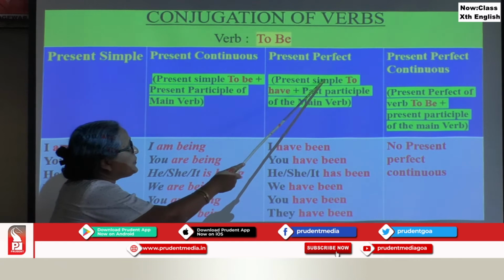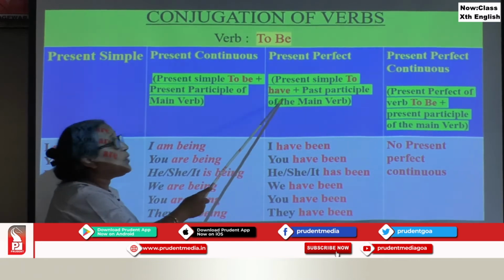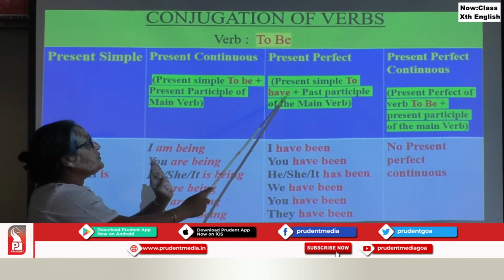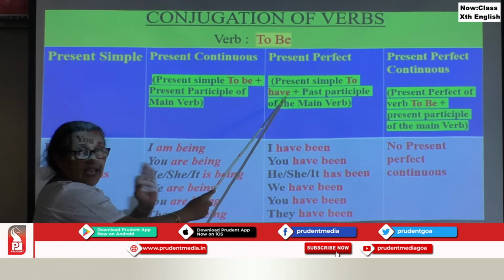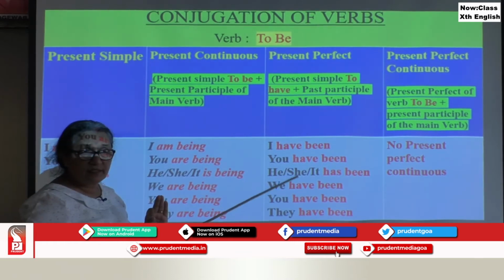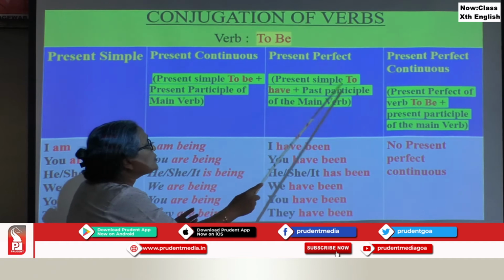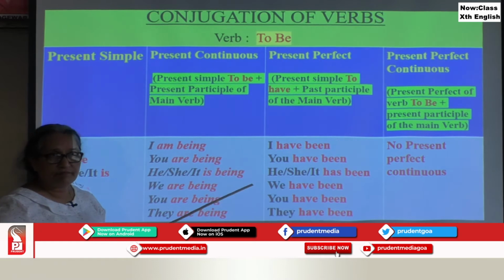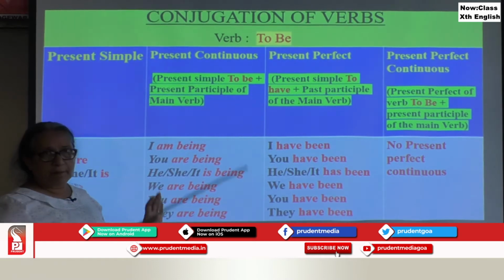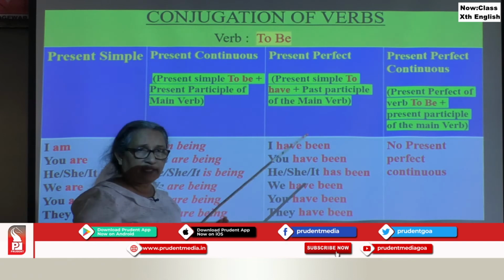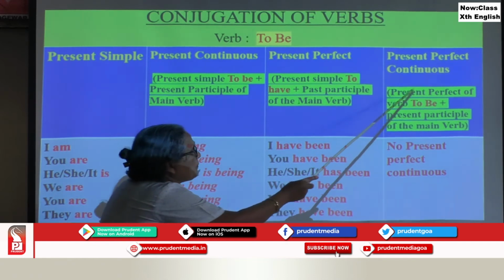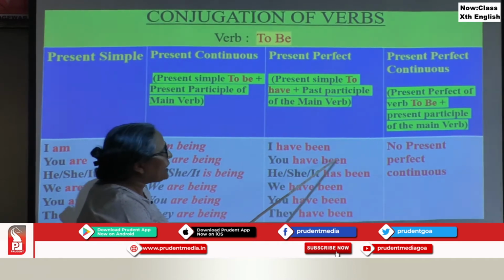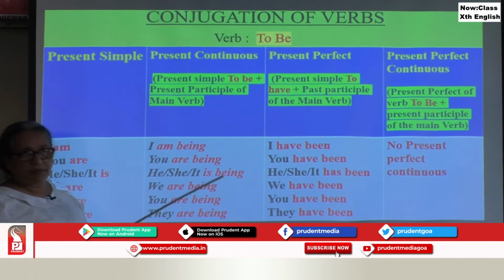Next we have present perfect, that is present simple of the verb to have, which is going to be the same for all the verbs. Verb to have is used. It is a helping verb which is used to make perfect, and past participle of the main verb. This will change according to the main verb. I have, you have will remain the same. And finally, present perfect continuous is, you take present perfect of verb to be, plus the present participle of the main verb.